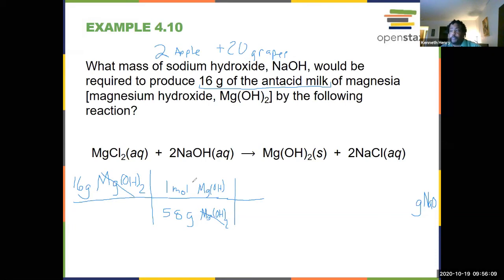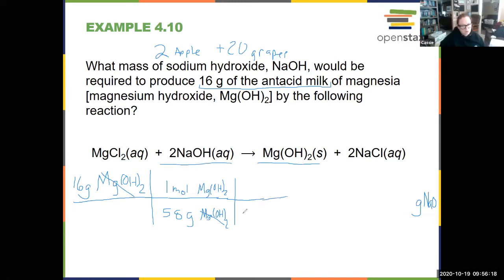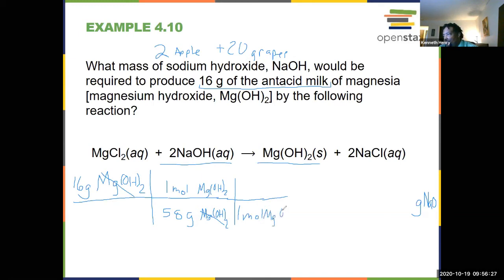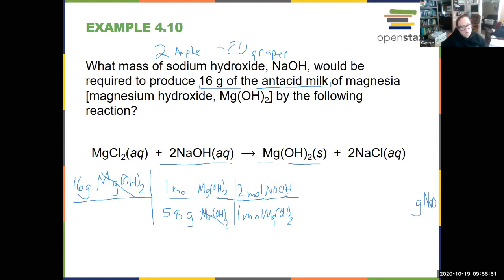What is the ratio of sodium hydroxide to magnesium hydroxide? Here's magnesium hydroxide. Here's sodium hydroxide. It's a 2-to-1 ratio, right? So then we'll use that to our advantage. So we know that we have 1 mole of magnesium hydroxide on the bottom here, and we have 2 moles of sodium hydroxide. Now you do your molar mass. Then I use my molar mass.